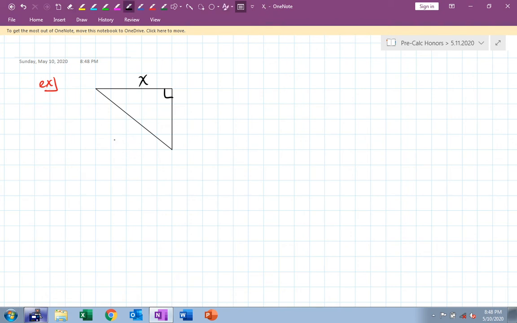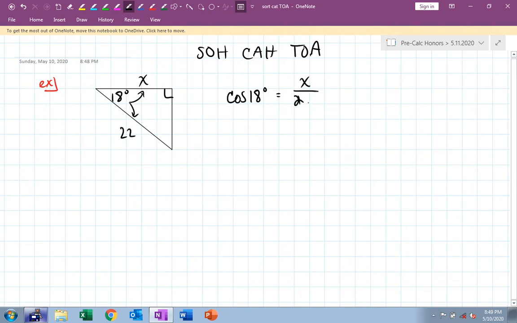Now let's make this 22. And we'll say this is 18 degrees. So, again, we want to know what x is. So we have to base everything off that angle. We do not know the opposite, so we're not even going to deal with that. However, we know the adjacent and the hypotenuse. So, everything's based on SOHCAHTOA. Adjacent hypotenuse looks like cosine. So the cosine of 18 degrees is adjacent x over hypotenuse 22.